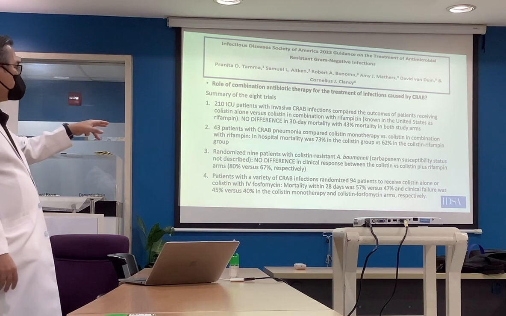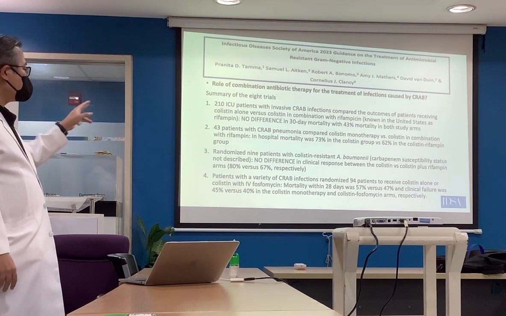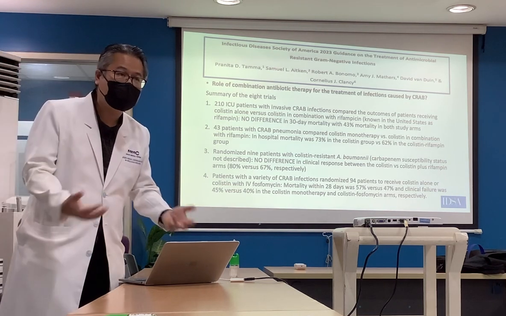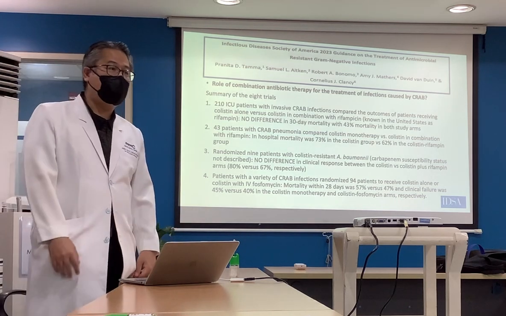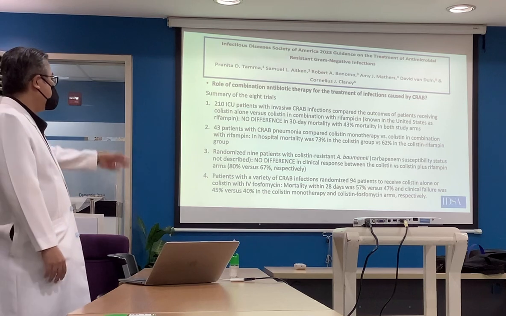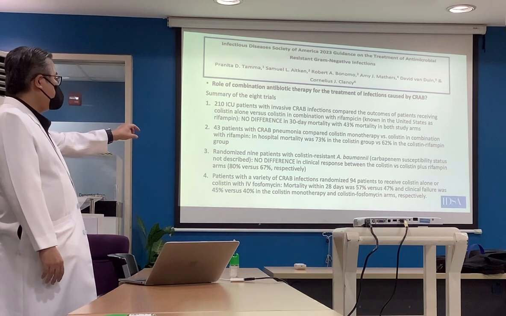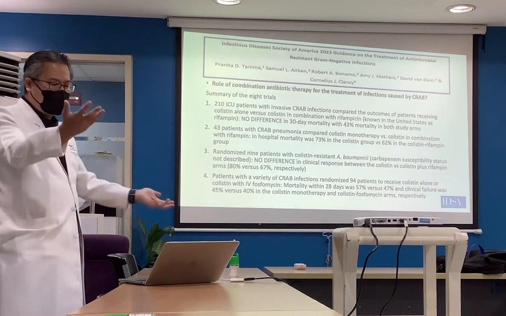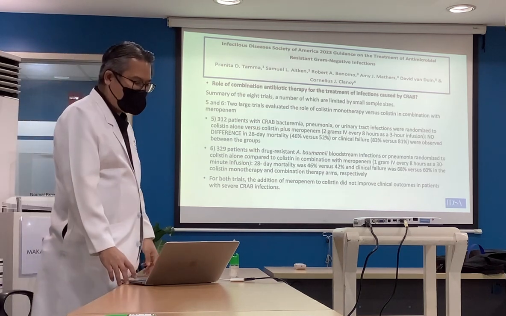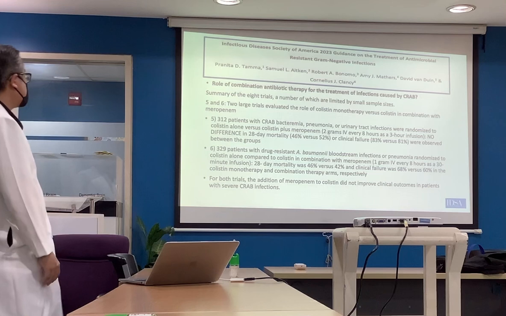Number 4, patients with a variety of CRAB infections randomized. There were 94 patients who received colistin alone or colistin with IV fosfomycin. Kaya wala tayong IV fosfomycin. So if someone can bring IV fosfomycin, it would be great. Okay. Mortality, 57 versus 47%. So again, not really that different, not statistically significant.